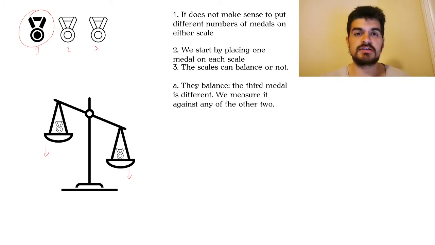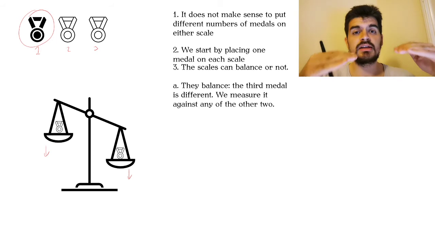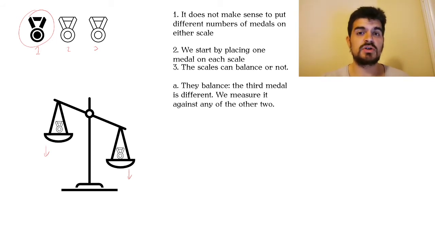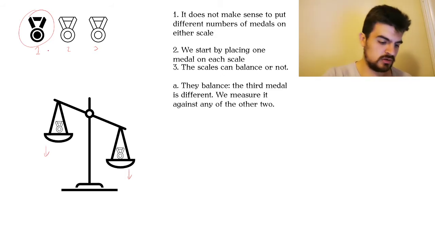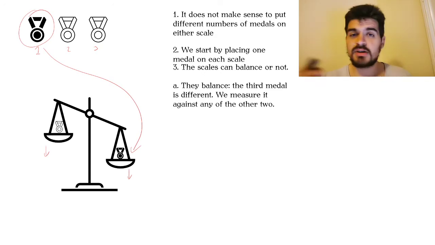Let's think first. What do we learn if they balance, right? If they balance, that means the 2 medals that we placed have the same weight, and we know that among the 3 medals that Jill has won, 2 of them have the same weight, and the third one has different weight. That means that if the 2 that we put on the scales initially have the same weight, then the third one must be the odd one, right? The only thing left to do is to put that third one on the scales, and then just measure it against one of the other 2, because we know that the other 2 have the same weight.